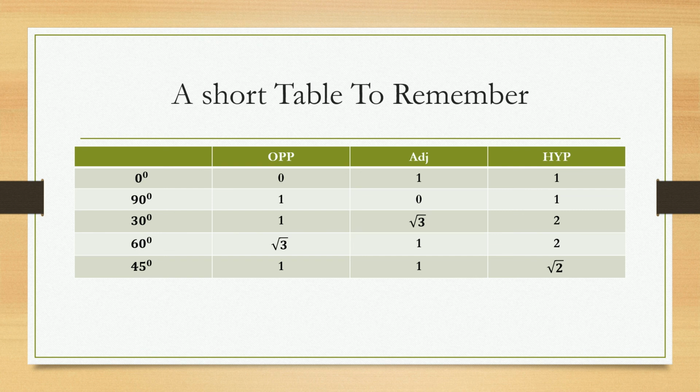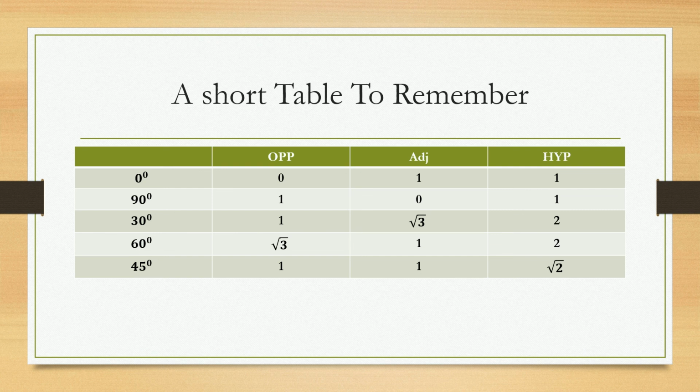Observe. Did you get any idea? What is the sum of 0 degree and 90 degree? It is 90 degree. Similarly, what is the sum of 30 and 60? It is 90. So what are those angles? Complementary angles. 45 degree is complementary to itself.